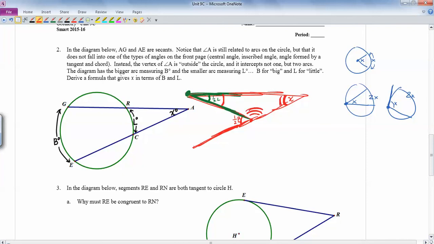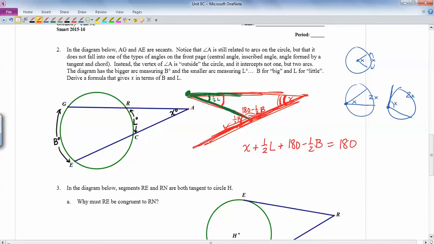Well, this angle right here, let me make that a little bit straighter. This angle is 180 minus the angle right next to it, because these two add up to 180. So this angle, I'm going to say, is 180 minus half of B. That's that angle. So what I'm going to do now is add up the 3 angles of the triangle. X plus half of L plus the 180 minus half of B. And I know that's a triangle, so that should all add up to 180.